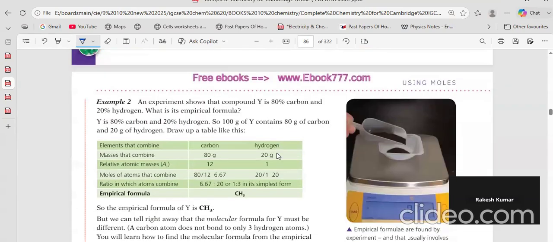Here also they have given you a percentage, so we don't know the exact amount. But if it's 80%, that means out of 100 grams, 80 grams and 20 grams. Again, this is the simplest ratio. We get 6.67 and 20, and the ratio is 1 is to 3. And so every 1 is combining with every 3 of hydrogen. Every 1 mole of carbon is combining with 3 moles of hydrogen. So this is the empirical formula.